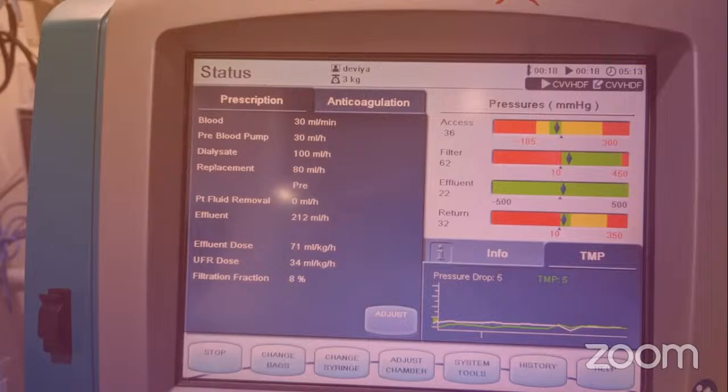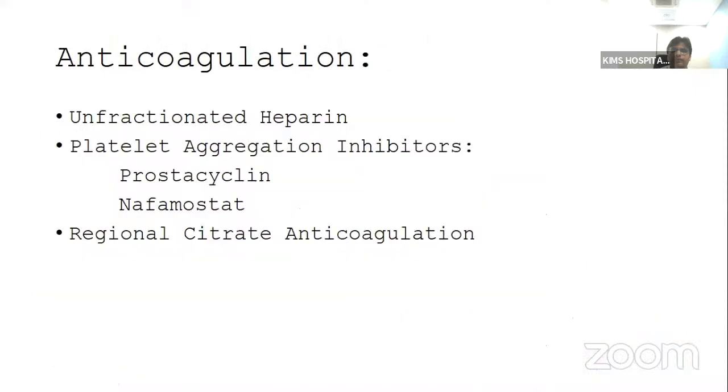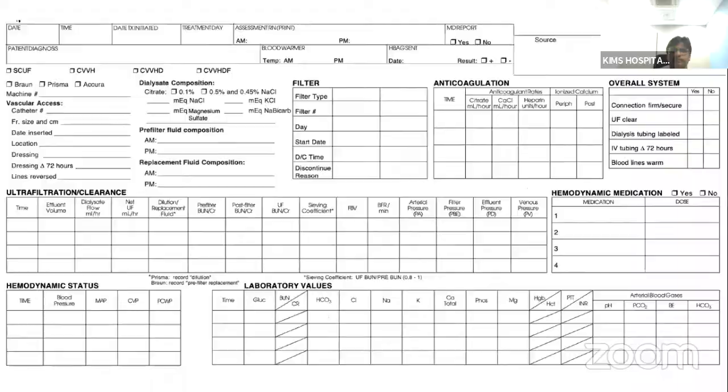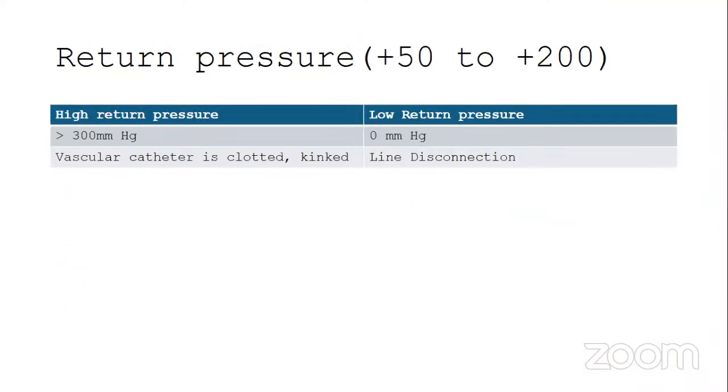If the return pressure and filter pressure are both elevated, one has to consider there is a kink or clot in the return line. If only the filter pressure is elevated, one has to consider clogging or clotting is going on in the filter. So this is the access pressure and these are the return pressure.